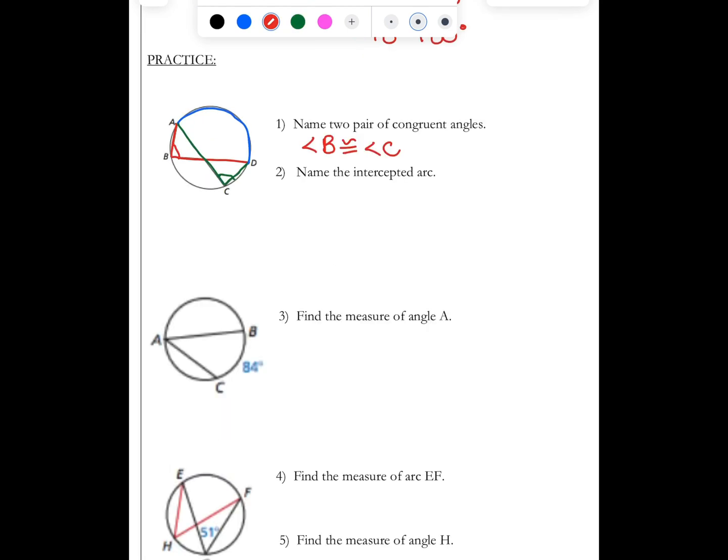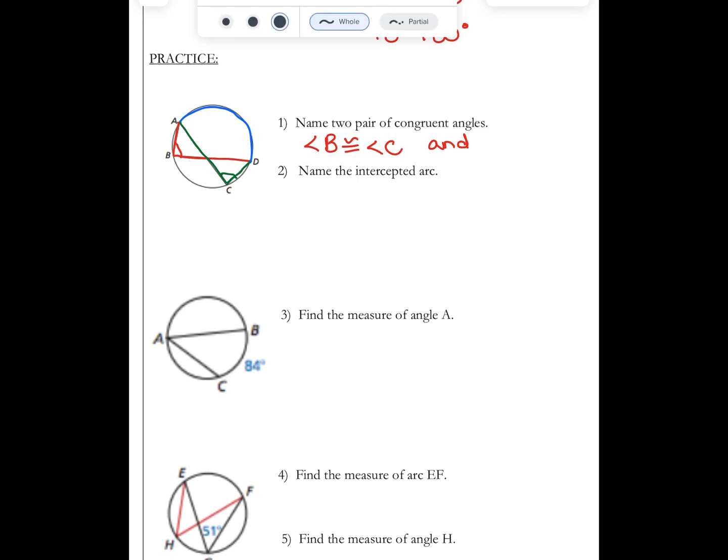It says to name two pairs. So if we look at this upside down now, we can say that angle BAC and angle BDC both intercept the arc BC. So that means that angle A and angle D must be congruent as well. So that can be our second pair. Angle A is congruent to angle D.